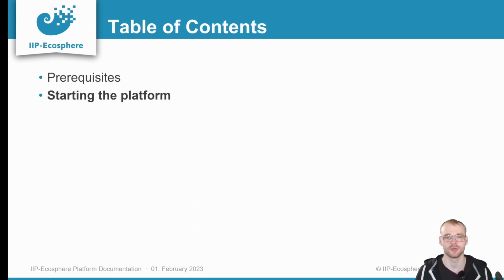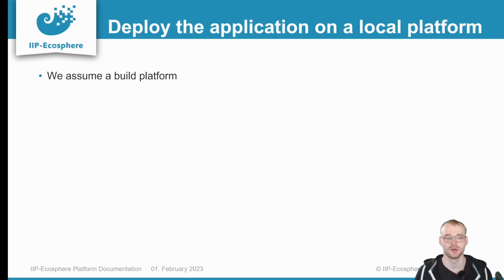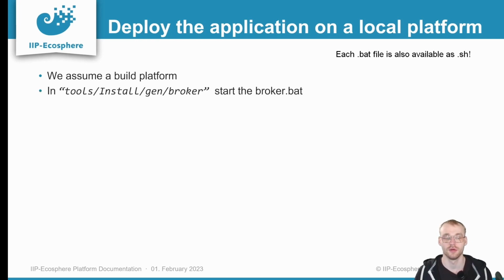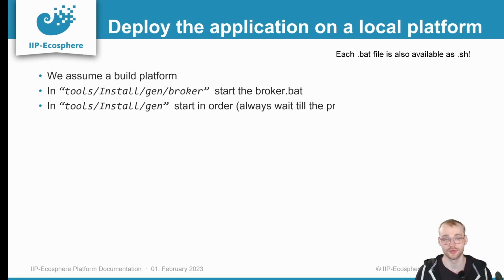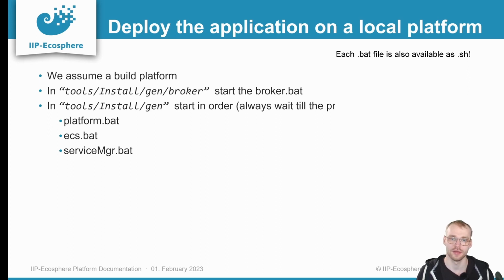How do we start the platform and the whole process? We assume a build platform is already on your machine, or you're using the development container for this. In Tools Install Gen Broker, you can start the broker bed. Depending on your setup, it could just be install gen broker. In Tools Install Gen, you then start in order: firstly, the platform bed itself, the ECS bed, and the service MGR bed. Always wait for each service to reach a state where it's saying it's running, and you can end it with Control-C.